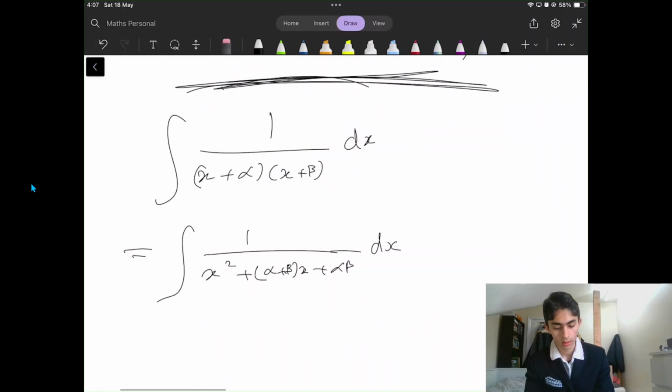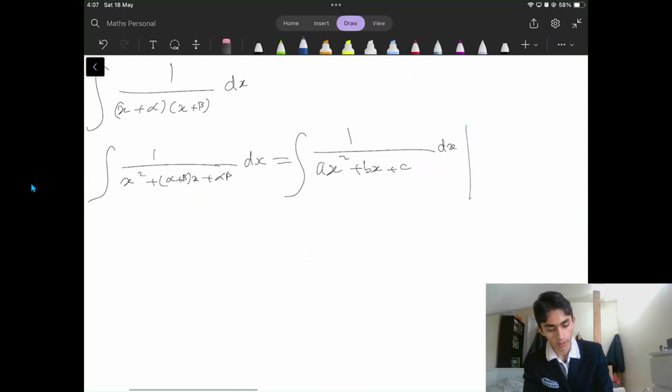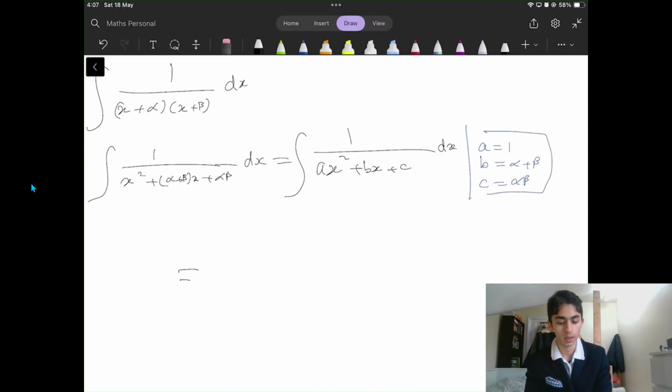And this can be written as the integral of 1 over ax squared plus bx plus c evaluated at the specific case where lowercase a equals 1, lowercase b equals alpha plus beta, and c equals alpha beta, okay? So now we can use the formula that we had from earlier. I did want to use the normal inverse tan because it makes things easier, but I may have to take the hyperbolic definition instead, because once again we're assuming that the quadratic has 2 real roots.